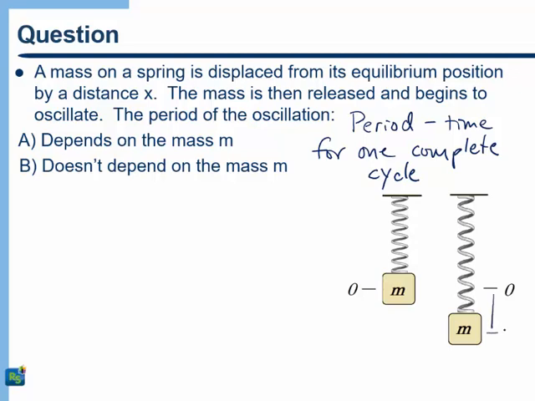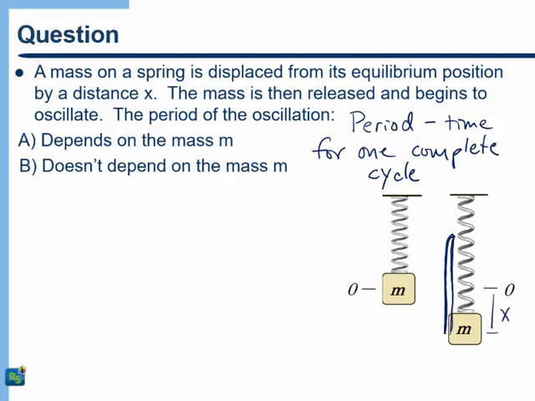And by a complete cycle, what we mean is that if I take my mass and displace it an initial distance x, we know what that mass is going to do. It's going to come up and then it's going to come back down, and it's going to continue that pattern. The time for one complete cycle, meaning the time to go up and come back to the original position, that's the period. So what do you think? Do you think the mass that we hang on the spring is going to affect the period? Go ahead and think about your answer.